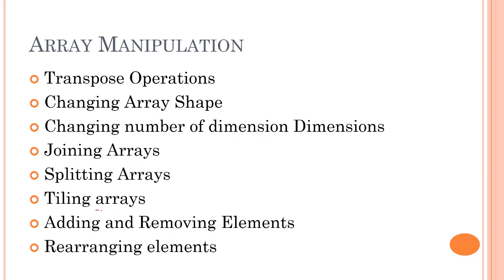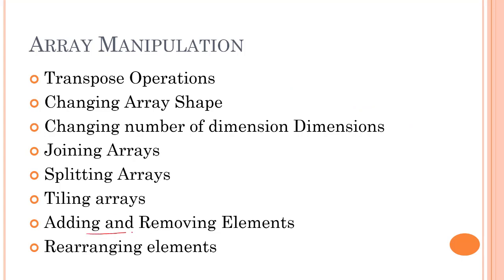Now let's move to tiling arrays. This is used for the tile or repeat process. Here we use two methods: the first one is tile and the next one is repeat. The tile method is used to construct an array by repeating it a number of times, and repeat repeats the elements of the array. So these two are used for tiling arrays. Let's move to the next one.